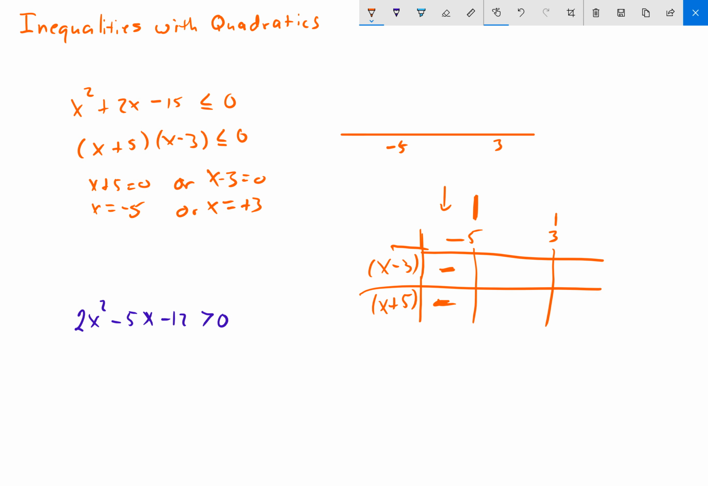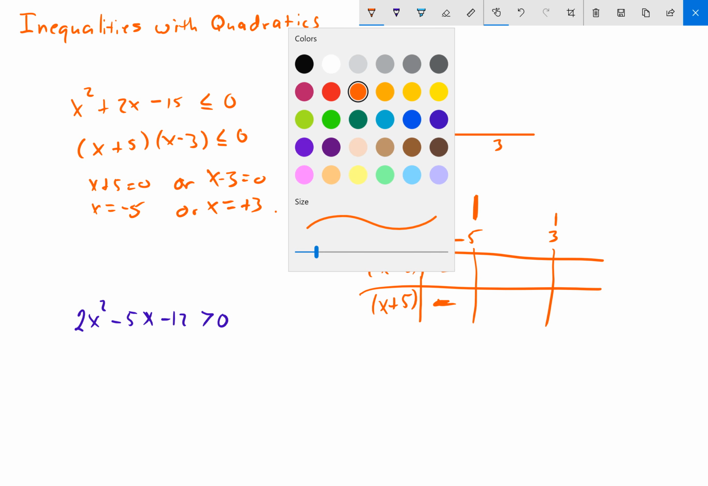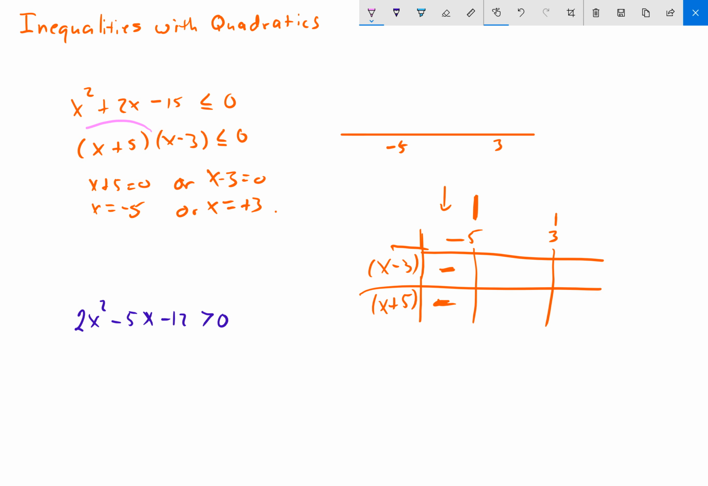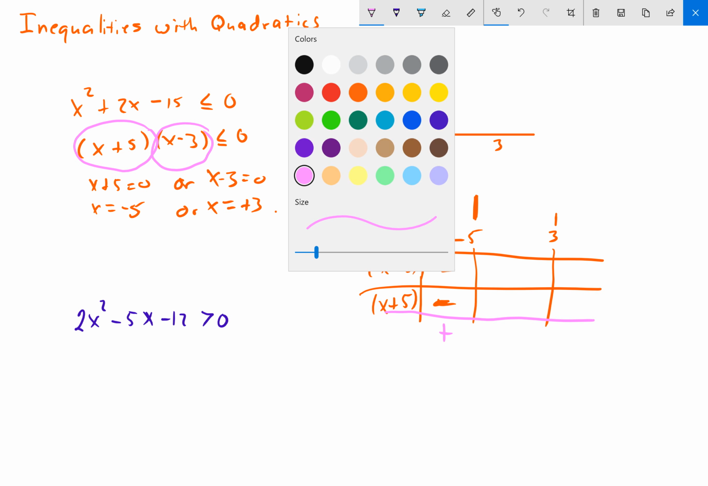Now take a look. Here, I'm multiplying this with this. And if I multiply a negative times a negative, I end up with a positive. Well, a positive value is not going to be less than 0. So that's no good.